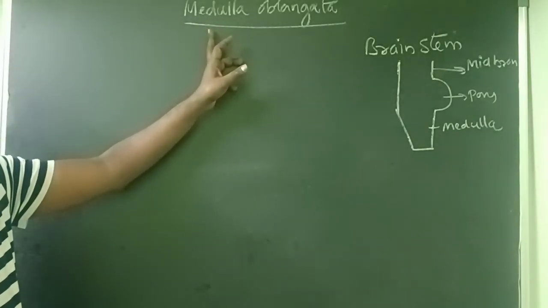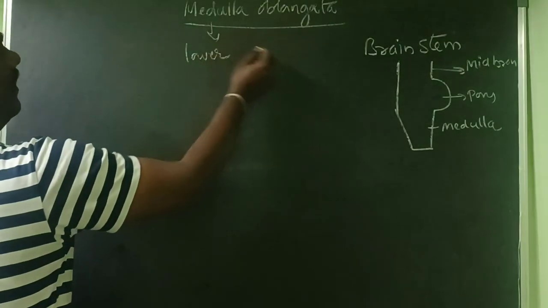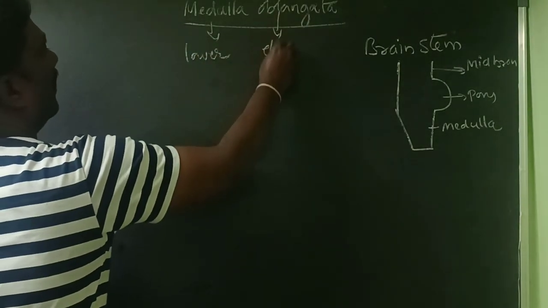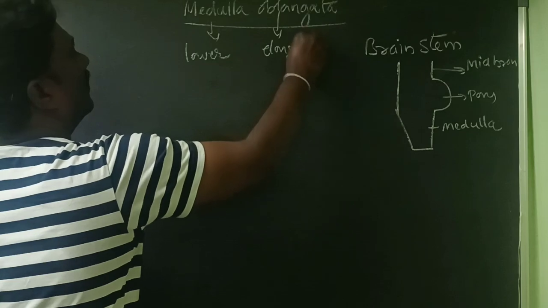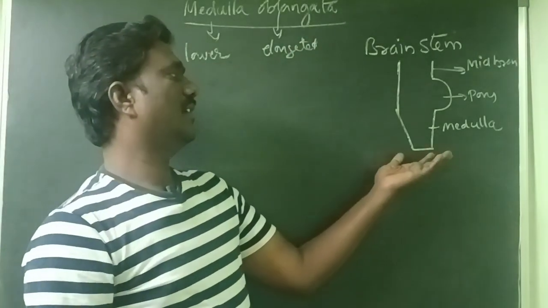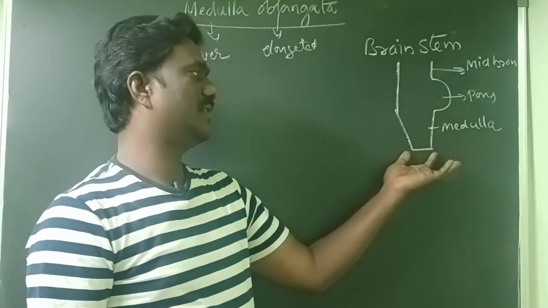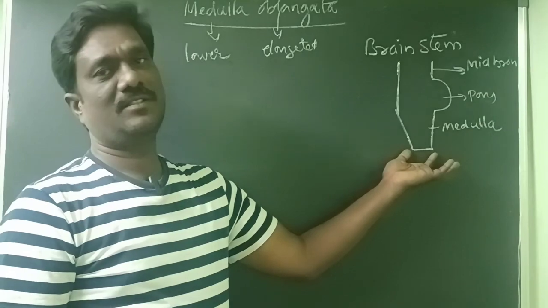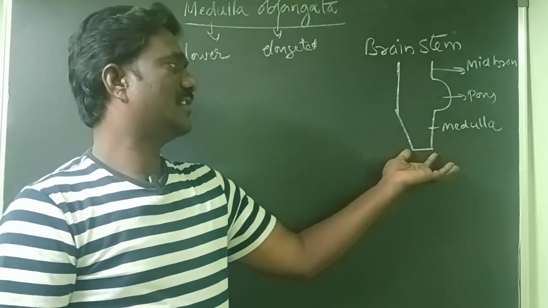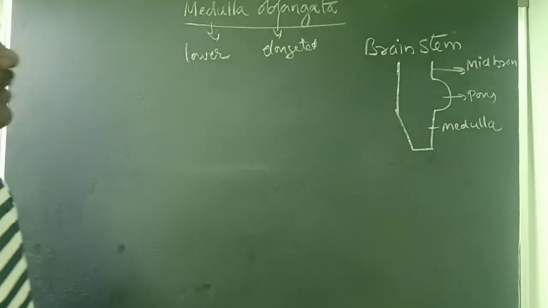Medulla means lower part. Oblongata means elongated. Through the foramen magnum, this medulla oblongata comes out. It ends and starts with the spinal cord. Okay, this is about the medulla oblongata.